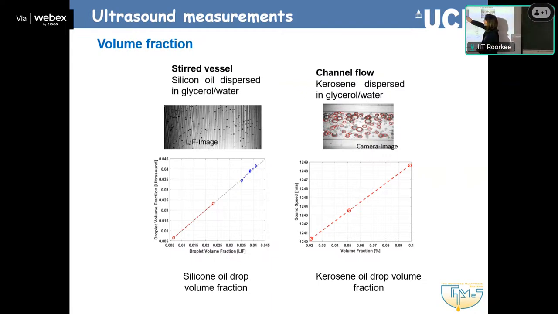And in this case here, this is actually a stirred vessel. I'm only showing you a part, but we tried to do imaging, fluorescent imaging as well, and we compared the volume fractions with the imaging and the ultrasound. And so this is the imaging, this is ultrasound, and we were in quite good agreement.